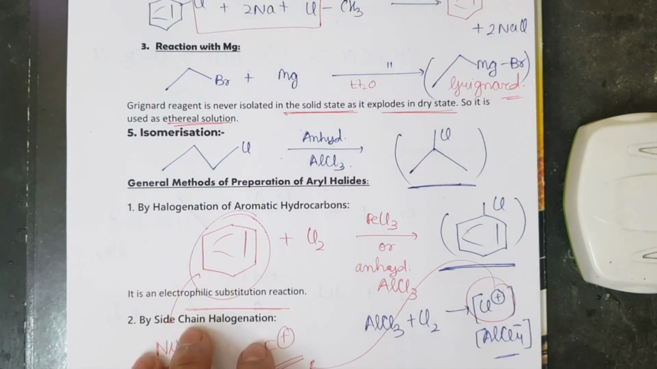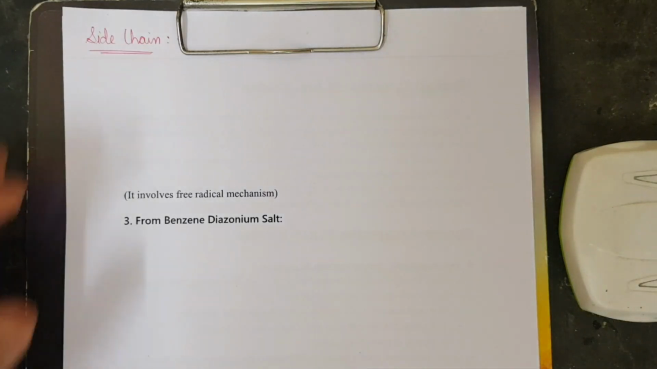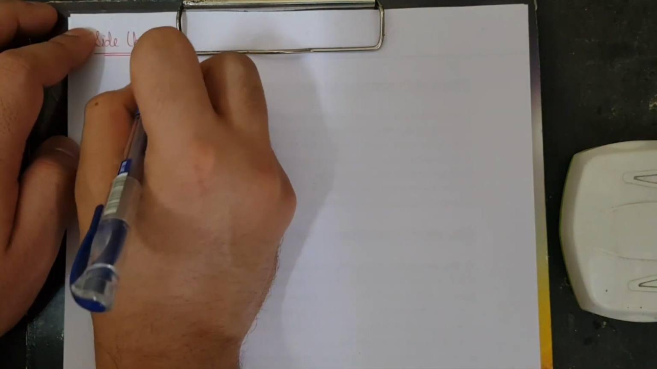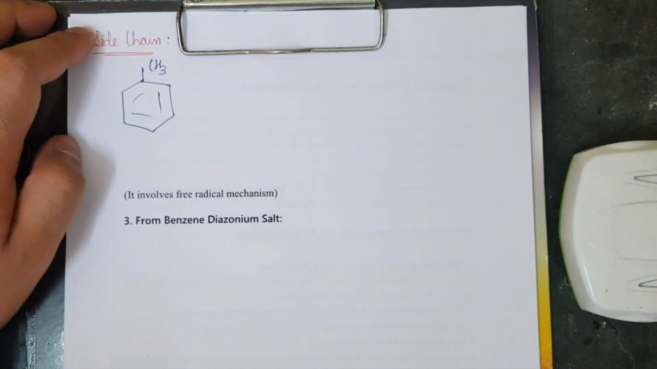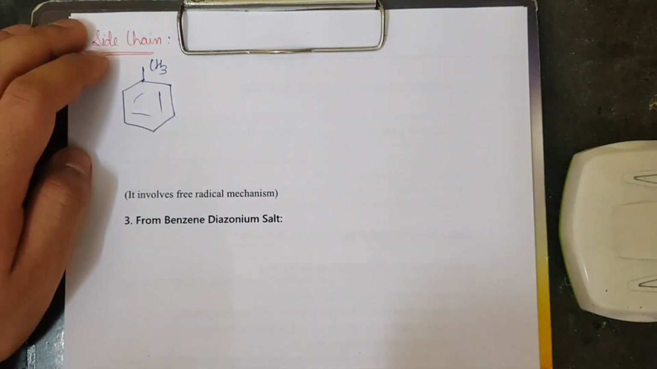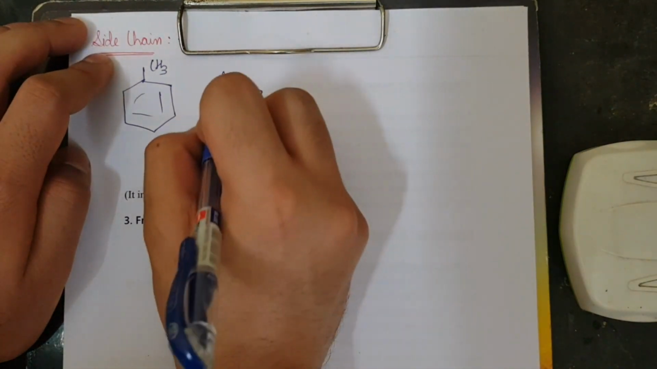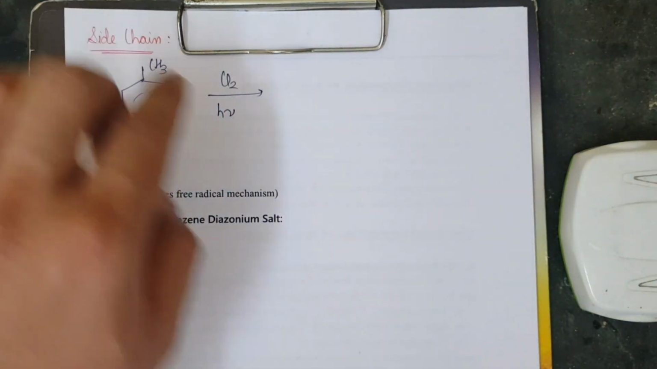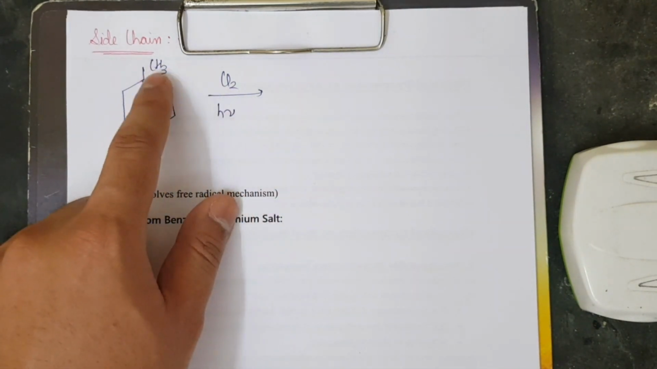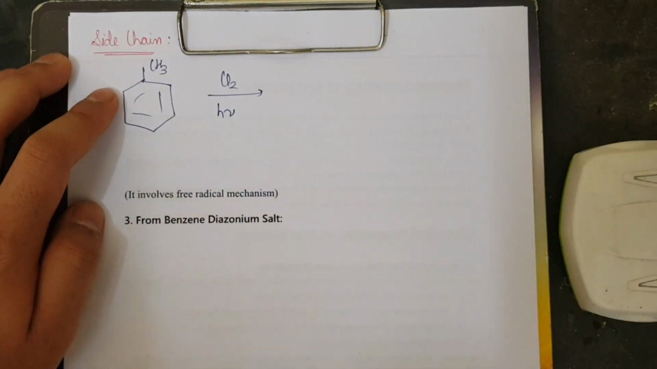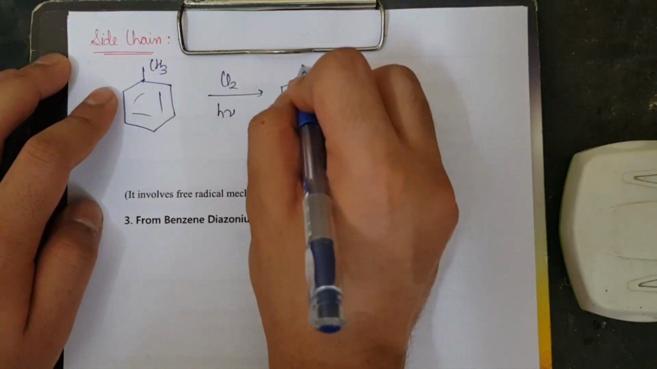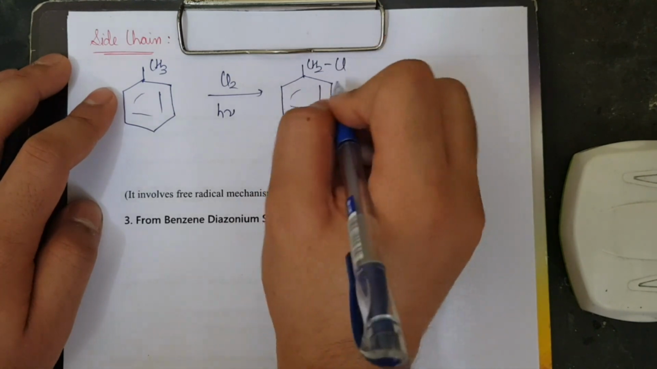Now let us deal with the side chain halogenation. First of all, we have been given toluene here, that is CH3 has been attached. We want the halogenation on the side chain. Side chain means we want halogenation on the CH3. So we take Cl2 in the presence of hν. Why hν? Because that will help in the formation of the radical. So a radical will be formed on this carbon, that is a CH2 radical. Cl radical would join with it to give the formation of CH2Cl.